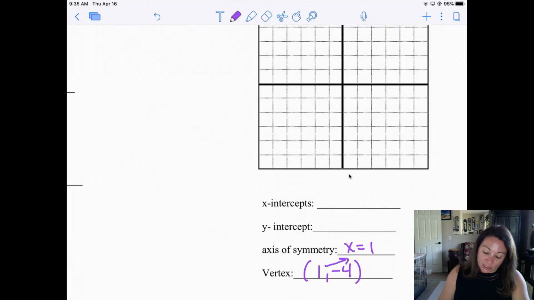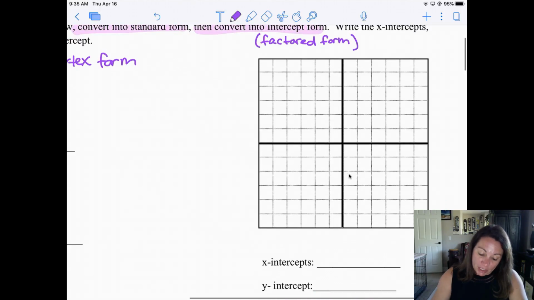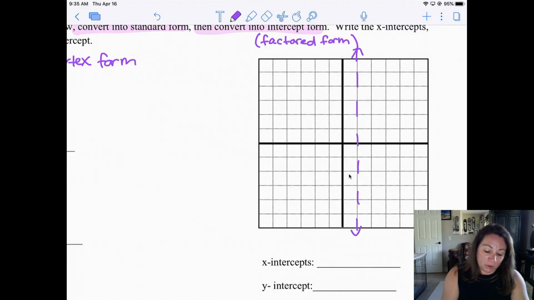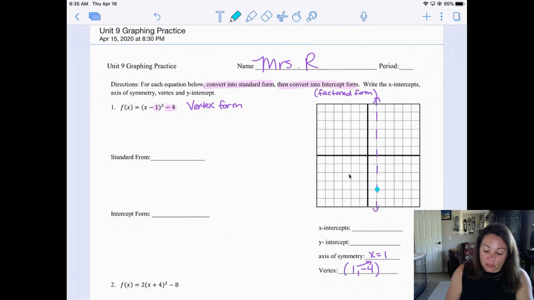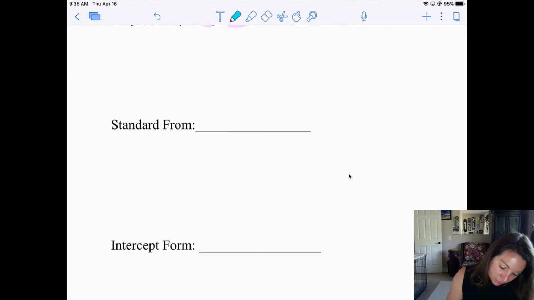So I'm going to take a second right now to put these two pieces of information, axis of symmetry and vertex, on my graph. My axis of symmetry, of course, is going to be here at x equals positive 1. And then I'm going to have my vertex point at 1, negative 4 right here. Okay, now that I've got those things written down and they are on my graph, I'm ready to convert to standard form.